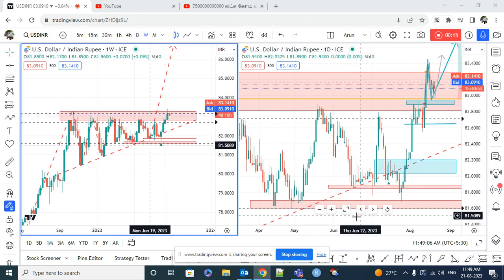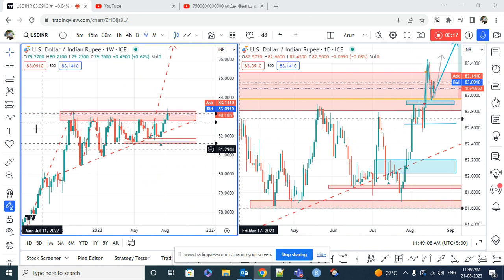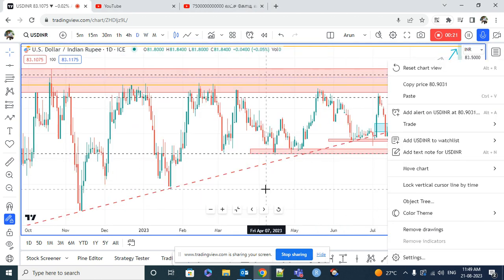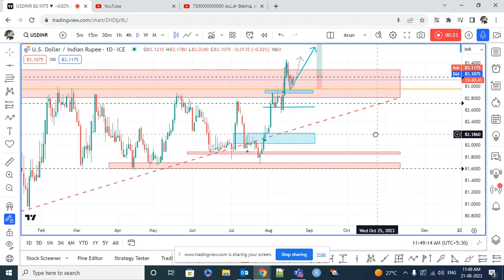In a daily time frame, let's see what's the trend. So ascending triangle pattern is in a bull trend triangle. Actually, it's a bull trend pattern. Fine.